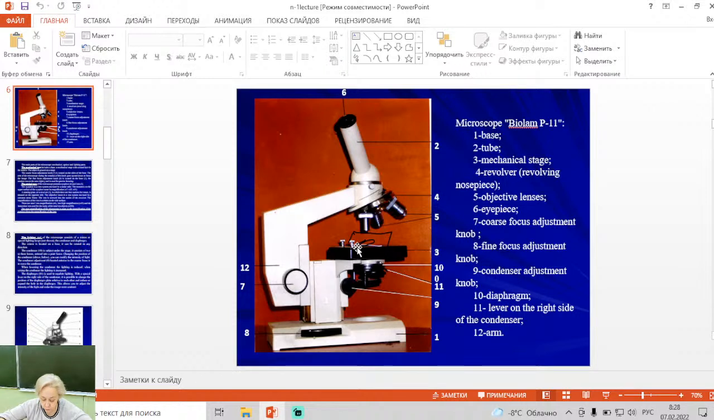Rotate the fine focus adjustment knob, this is number 8, in one direction or another to achieve a crisp image of the object. If the image of the object is missing, repeat the operations specified in paragraphs 6 to 9. After that, draw the objects in your album.